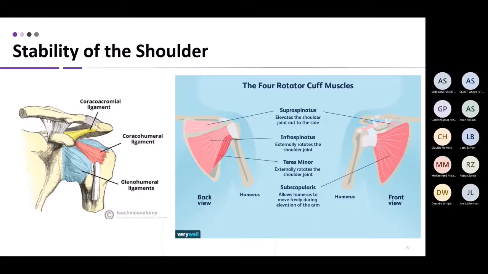Okay. Now this is the key bit to remember, the 4 muscles which stabilize the shoulder. So you've got your supraspinatus, which helps elevate the joint itself away from the side. Then your infraspinatus, which helps rotate the shoulder joint externally. Teres minor is the other one, which also helps it externally rotate. And then your subscapularis, which allows the humerus itself to move freely in the shoulder joint.